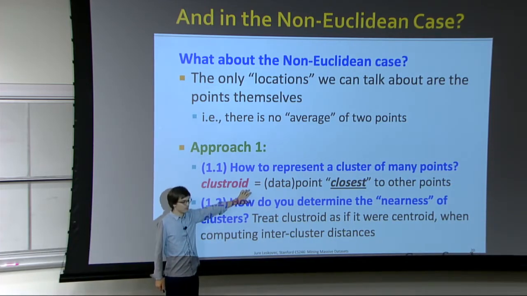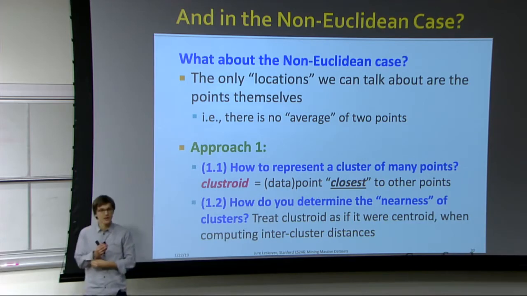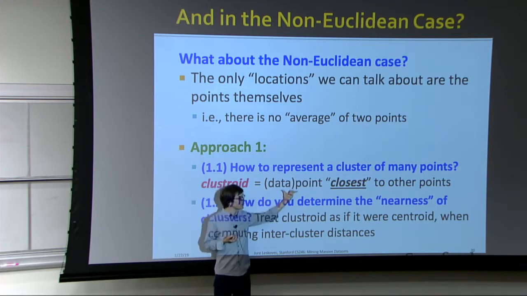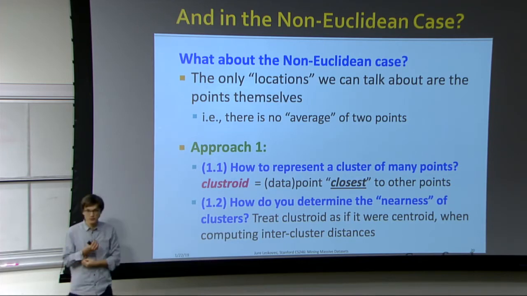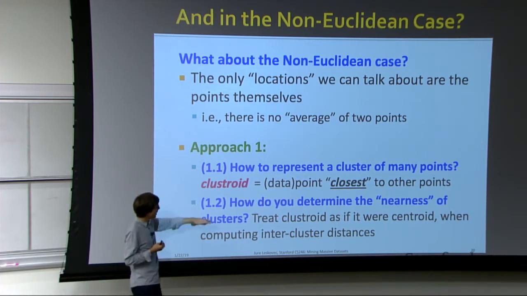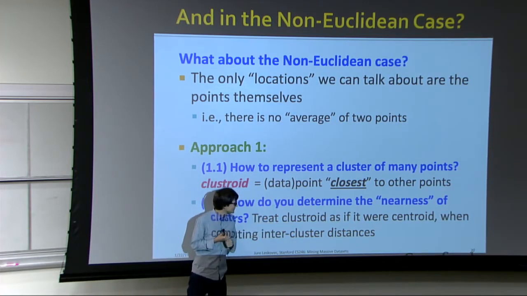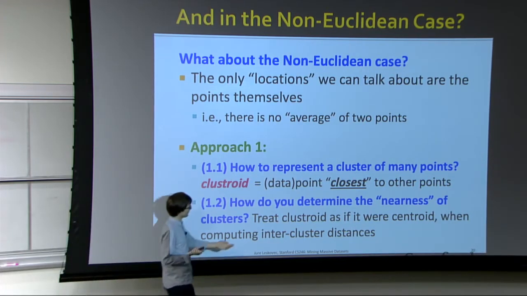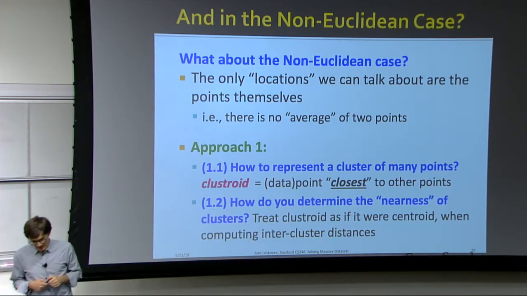This is great because this is a real data point, so it gives you interpretation. Rather than averaging together some weird things and getting some artificial data point, here the cluster is actually defined by the representative data point for that cluster, which can be very useful. And then how do we determine the nearness? You basically treat the clustroid as if it were the centroid. So when you are computing cluster distances, you are computing distances between clustroids. Okay? So that's essentially the idea.